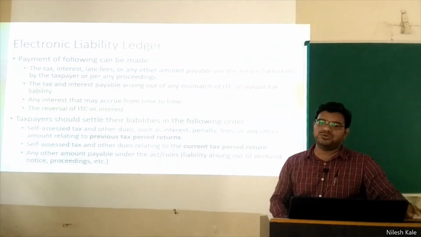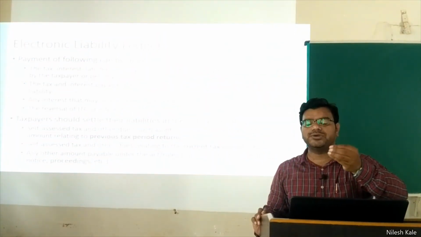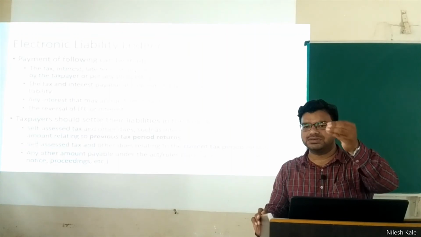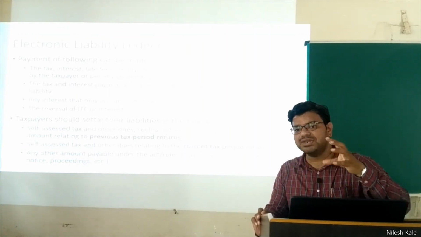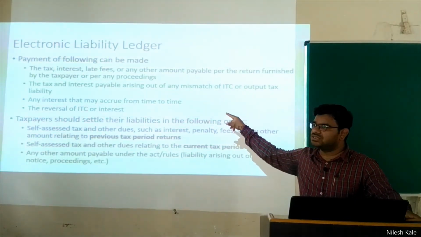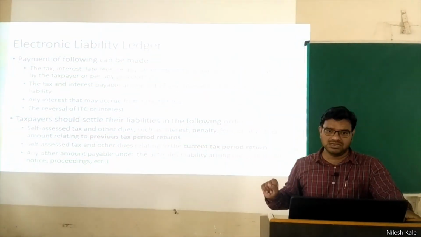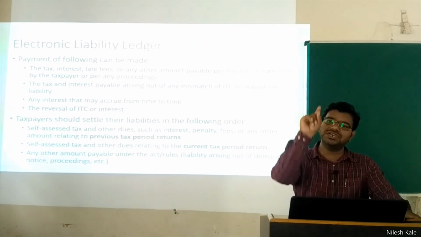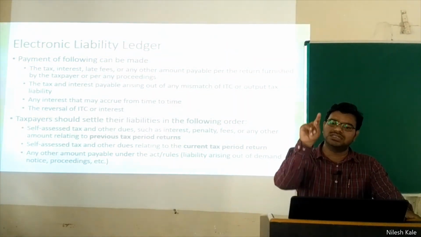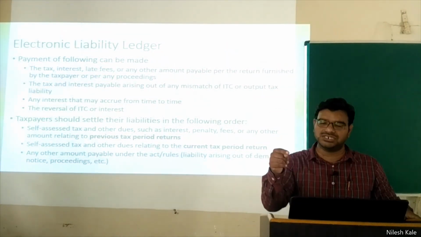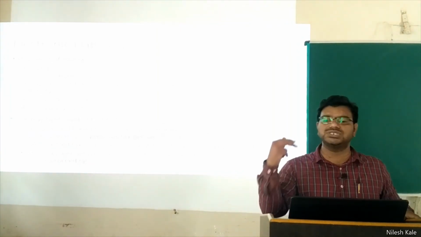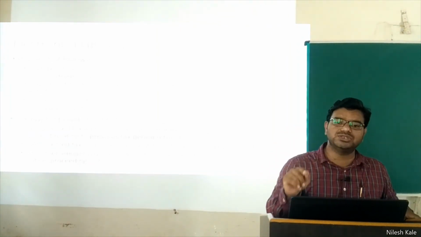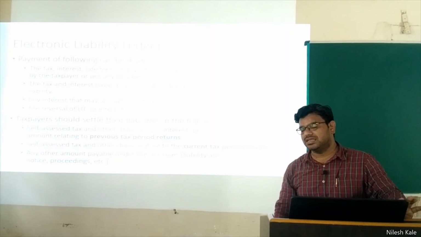Understood? Let us suppose you have to pay 5,000 rupees taxes to the government. Now this 5,000 rupee liability will be shown in the electronic liability ledger. Hope you are understanding. Now if you have already some credit in your portal, then you are using your electronic credit ledger. If something more is about to be paid by you, then you are using electronic cash ledger.